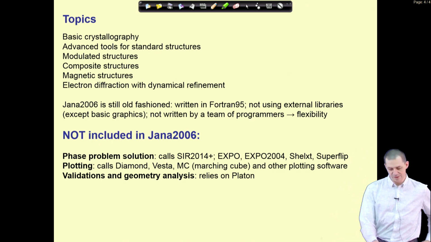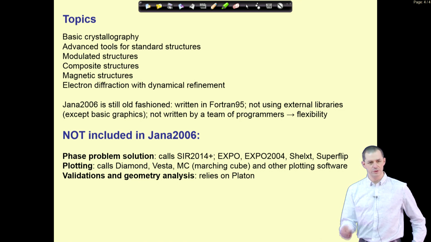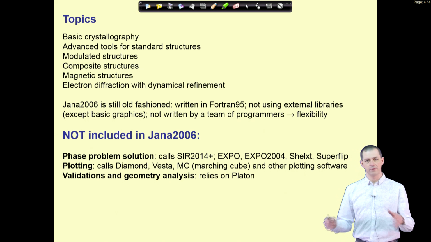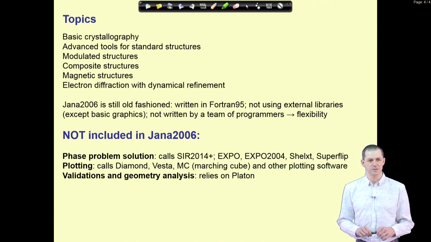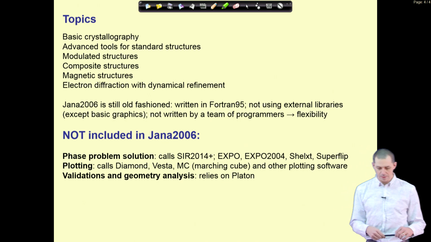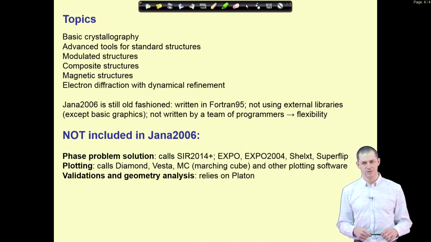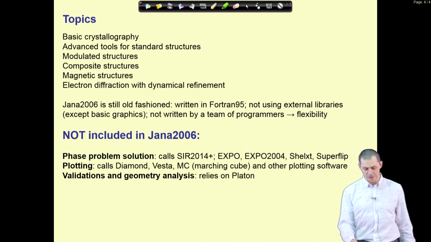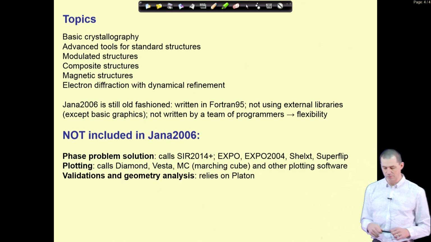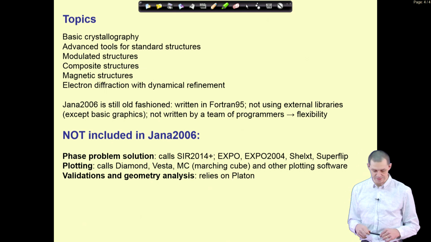So Jana is, in a certain sense, old-fashioned. It's written in Fortran, and it's using its own graphical library, so it doesn't look as slick and modern as the modern programs that are using the Windows-based graphical system. But the advantage is that it's very, very flexible, and it's not bound to the limitations of the operating system.